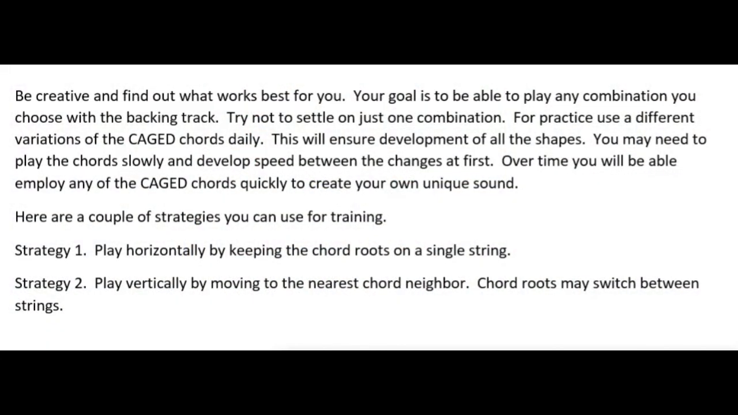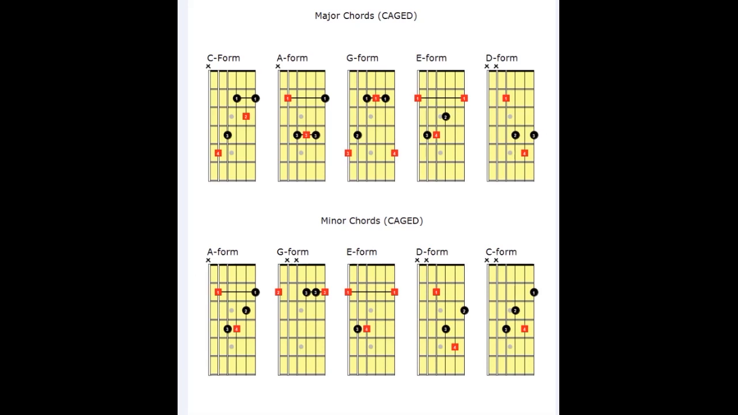Now that you have an idea of how this works, I encourage you to be creative. And you can just randomly pick whatever shape that you want to use for each chord. But I do have a couple of strategies that can help you in training, and it sounds pretty good too. The first strategy is playing horizontally by keeping the chord roots on a single string. We do that by keeping the red squares on a single string.